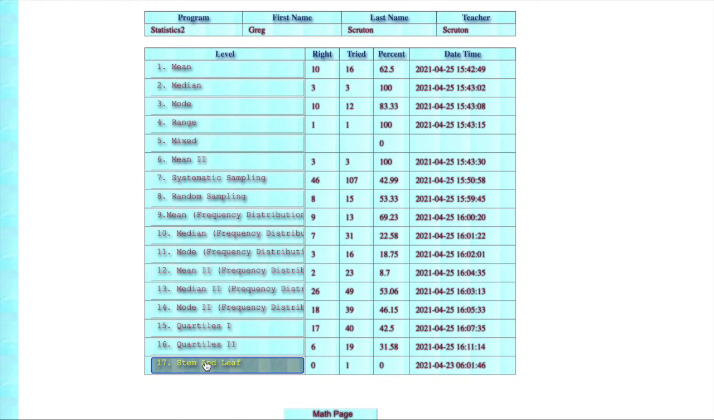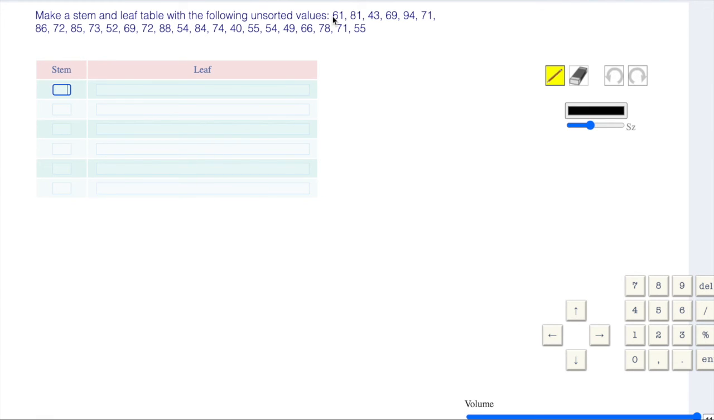Stem and leaf plots. In stem and leaf, you're just putting down the tens place as your stem, and the ones place is your leaf in these cases. What's my lowest value? I have something in the 40s. Do I have anything in the 30s? 50s, 60s, 70s, 80s, and 90s. You just go through here and fill in the values.